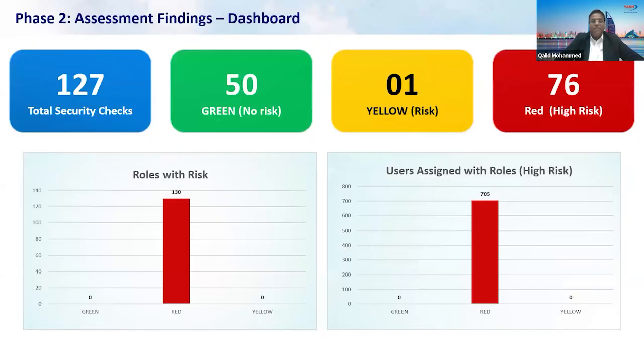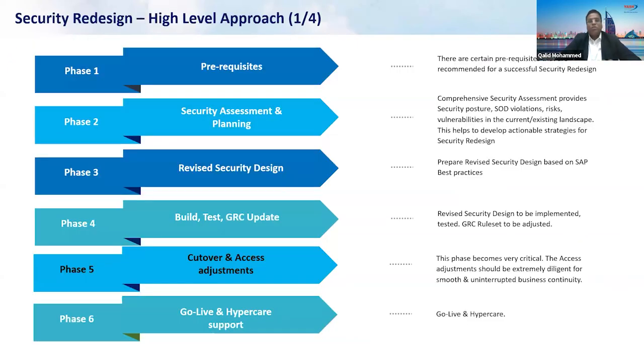So basically, whatever principles we have given as part of phase 3 should be considered for sure. But at the same time, our functional SMEs are going to play a key role in this revised security design phase. Whatever slicing and dicing of the roles we do, we do it in conjunction with our functional SMEs, our process owners, and also the compliance team.